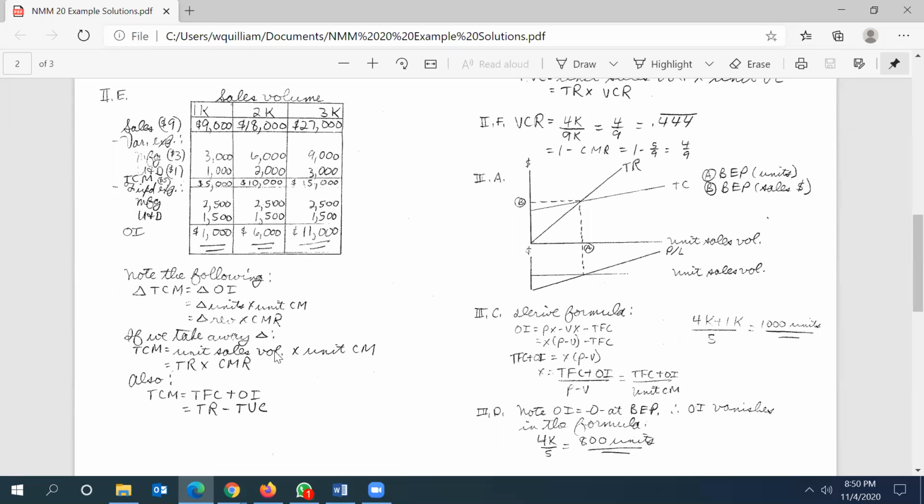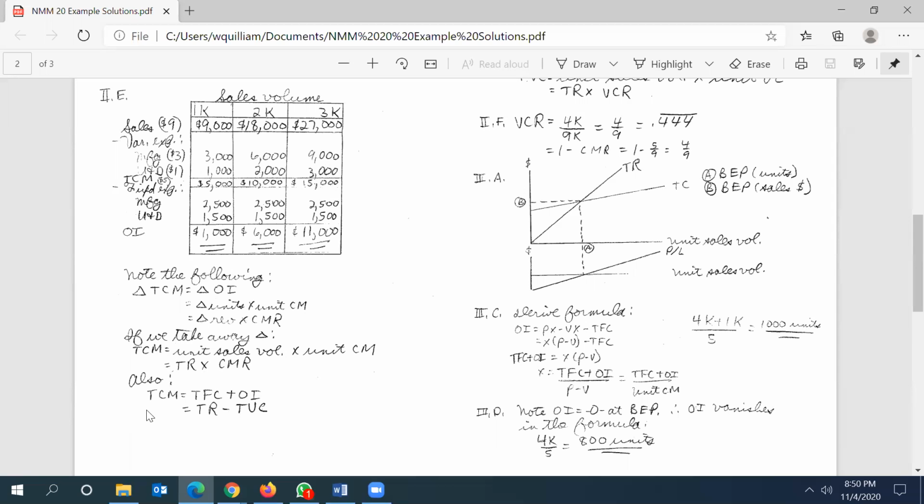By the way, if we take away that change sign, we could say that total contribution margin equals unit sales volume times unit contribution margin. Sure enough, if we multiply $5 up here by the number of units, we'll get total contribution margin. Also, total contribution margin equals total revenue times contribution margin ratio. So if we wanted, for example, to take total revenue of $27,000 here, if we multiplied by 5/9, we would get $15,000 as total contribution margin.